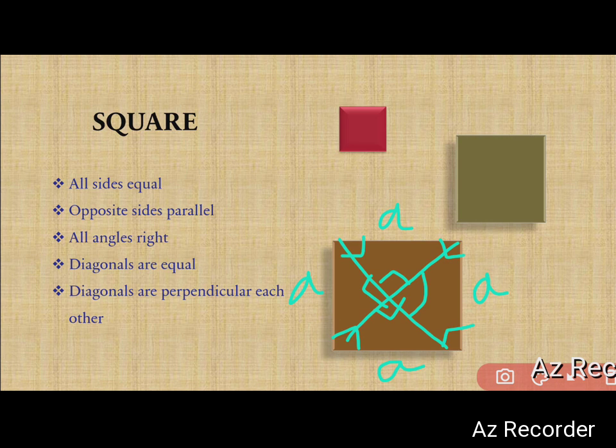You get me? We can say that all squares are a kind of rectangle, but not all rectangles are squares. This is the relation between the square and the rectangle. The major difference between these two quadrilaterals is that in a square all the sides are equal, but in a rectangle only opposite sides are equal, right?